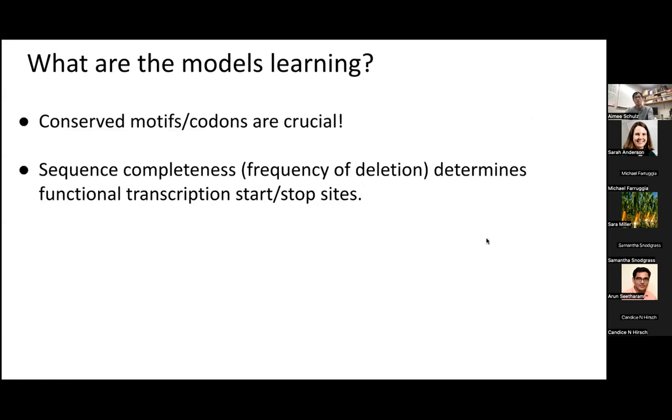Okay, if we look at all the models, we can see that the conservation at the splicing motifs or the start or stop codons themselves is very important, as we would expect. But we also notice that for the transcription start and stop sites, the sequence completeness, which we call the frequency of the deletion, may also be important.